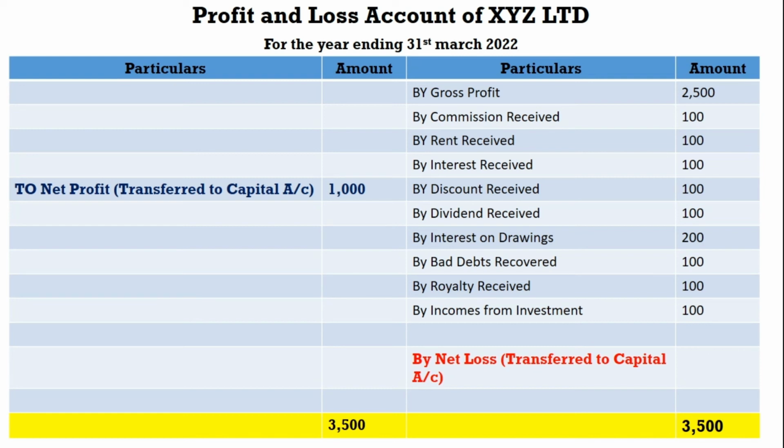In case the right side is less and the left side is more, you have to put it to the right side as loss, correct? Here it is profit. So what is the difference? 1000. You have to put that 1000 there and make the profit and loss account table equal. Then two entries go to the balance sheet: one is depreciation, and another one is net profit transferred to the capital.